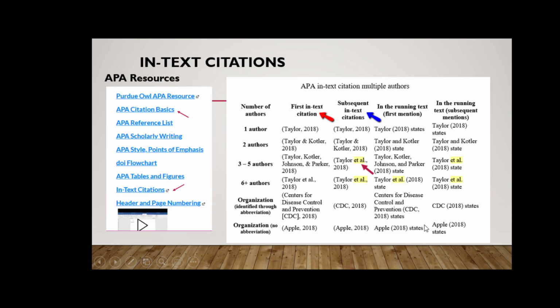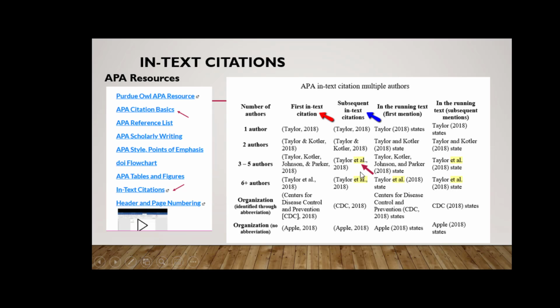I just pulled a page out of the APA Citation Basics. This is how you would cite one author, okay? 2 authors, 3 to 5 authors, and 6 authors. If you have a source that has more than 6 authors, you can use et al. right away. An organization with no abbreviation: once you identify the whole name, you can use the abbreviation throughout.